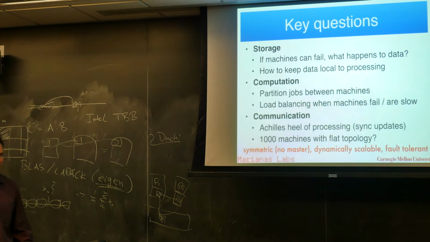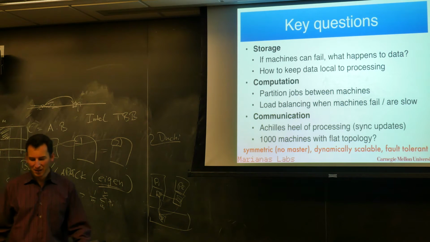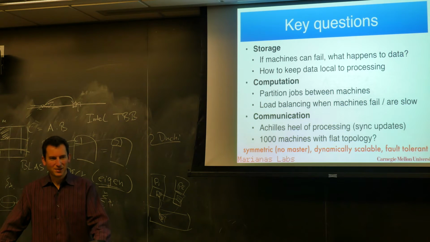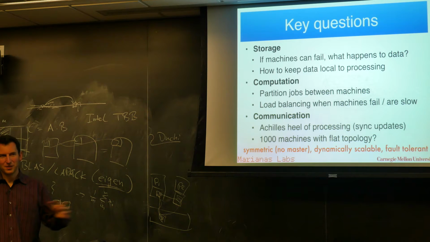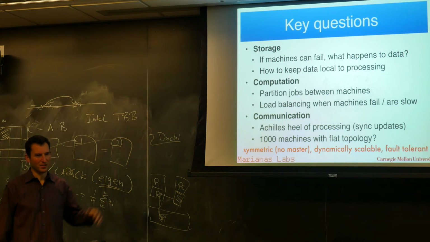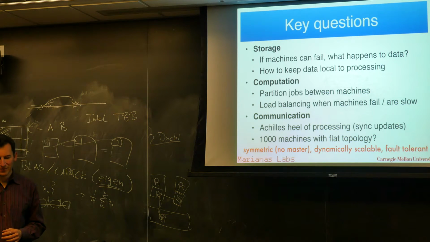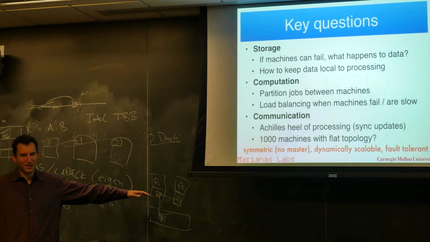So, key questions? Well, if we have machines that can fail, what actually happens to the data? And how do we keep the data local to wherever we process it? And how do we partition the jobs? And how do we do load balancing if some machines are occasionally slow or not? And then, is it really a flat topology if I have 1,000 machines?